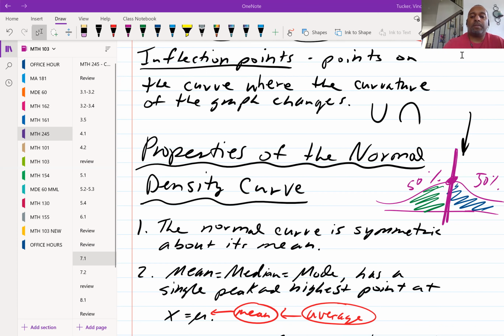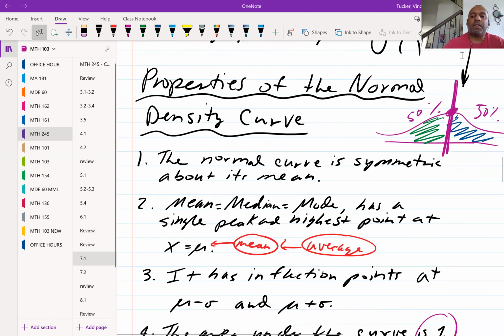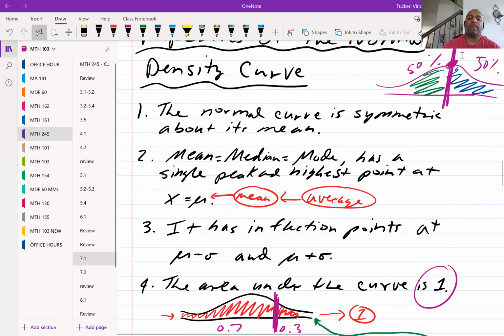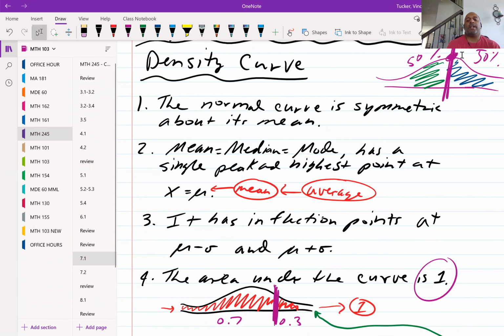All right, scrolling up. Just mentioned number three already has inflection points when you add a standard deviation and subtract the standard deviation from the mean. And the area under the curve is equal to 1. So that means if you know one side of a certain data value, and you know the other side, you just subtract it from 1.